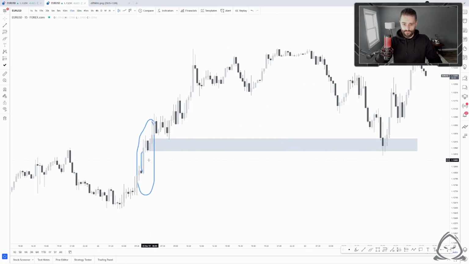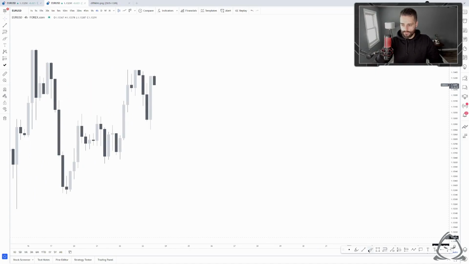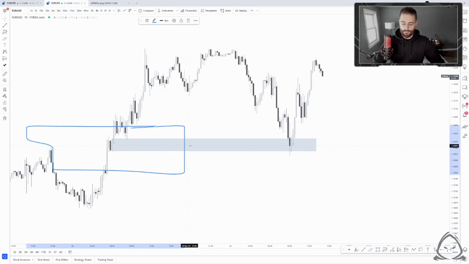So if we go to the 15-minute chart, this is where that imbalance exists. So if I just go back out, we'll go back to the 4-hour and just repeat this one more time just so it's clear. So we have, this is our 4-hour imbalance. We go down to the 15-minute, which encapsulates this entire price.